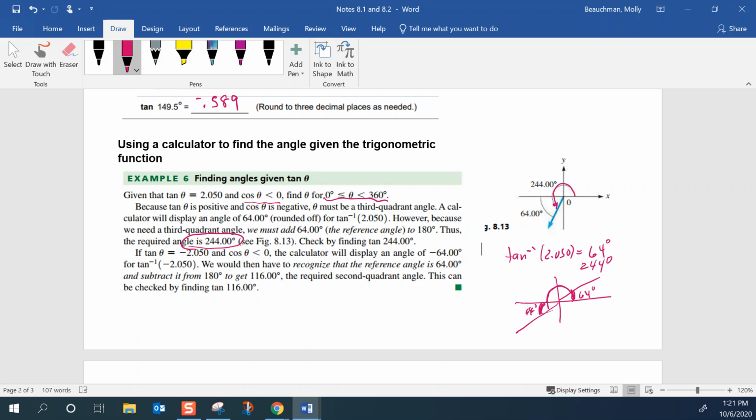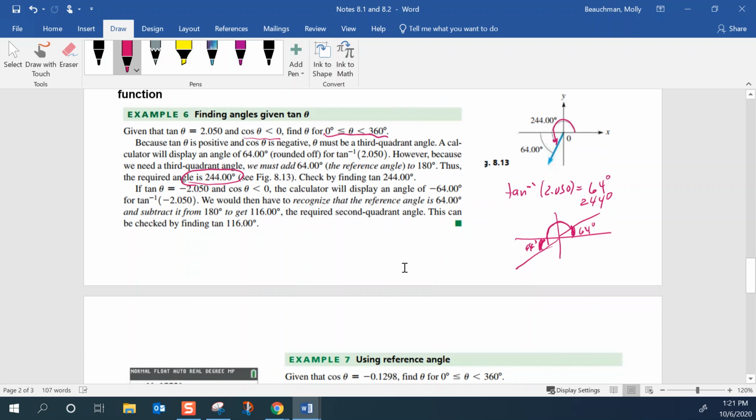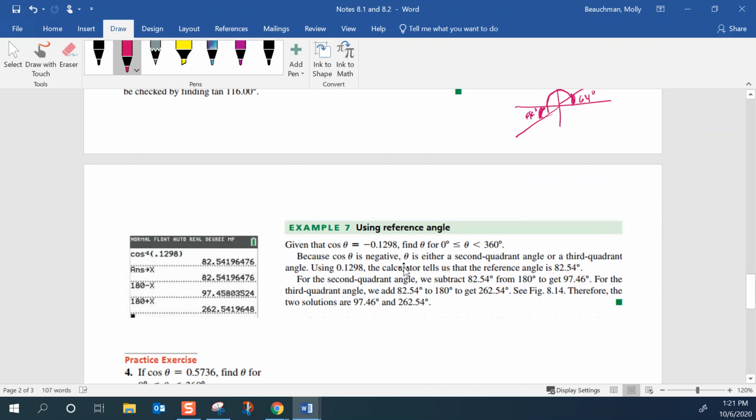Okay, so these are going to take some thought because there are more. When you go around the unit circle, if you're trying to find an angle and you're given a sine, cosine, or tangent, there are two places, two angles that have that same tangent. There are four angles that have the same reference angle, but two of them are positive and two of them are negative. Let's look at another example.